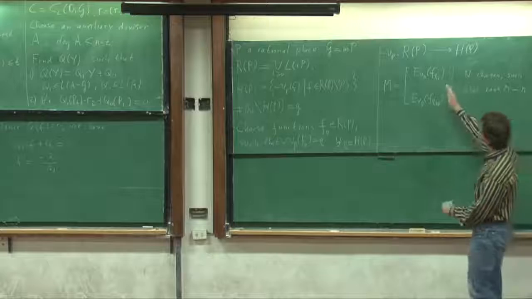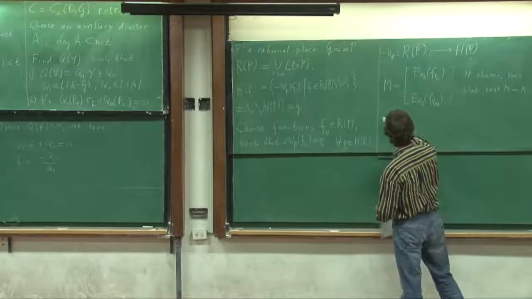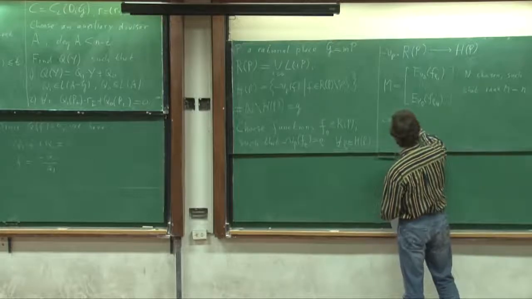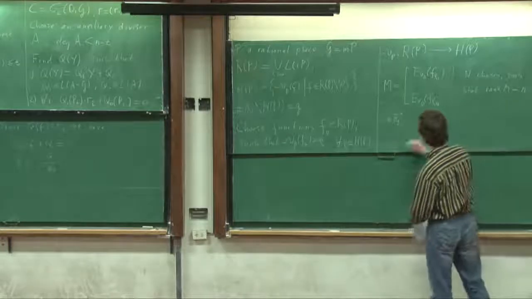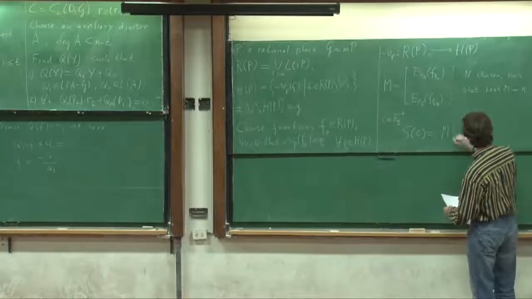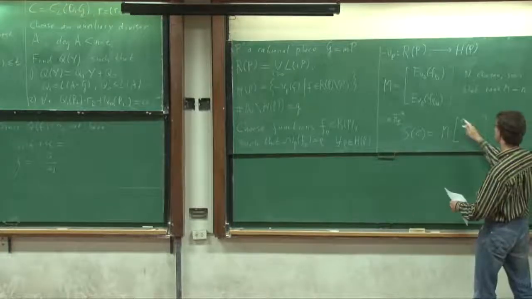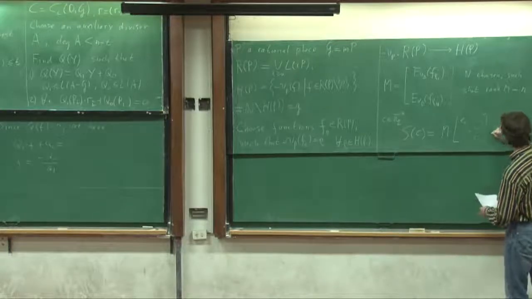Okay, so why did I introduce this matrix? It is simply because for any element c from F_q^n, I wanted to look at the matrix S(c), which was defined by M, and then a diagonal matrix with the coordinates of c on its diagonal, times the transpose of M.